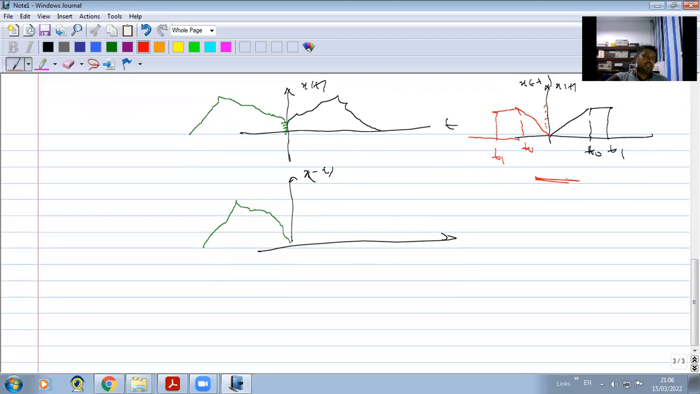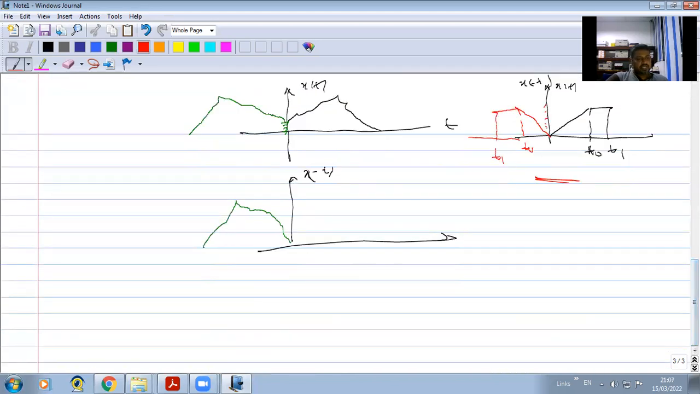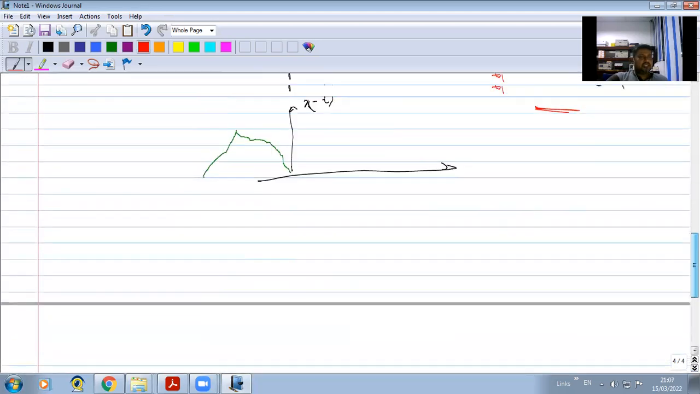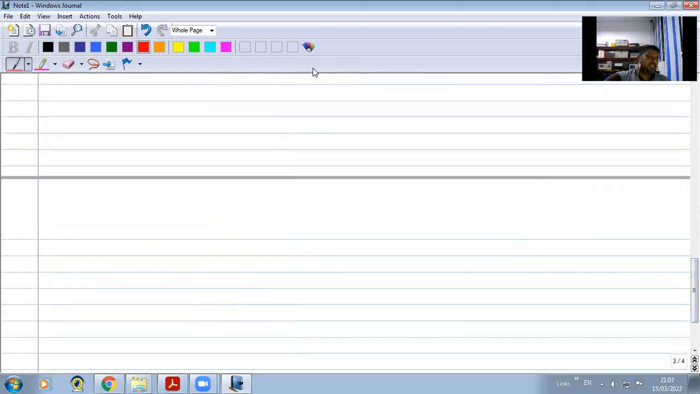I hope you can understand what time reversal is. What we have to do is get the mirror image through the y-axis. That is the time reversed signal. That time reversed signal is actually related with odd and even signals, that is why I explained it first. So what are odd and even signals? Even and odd signals.